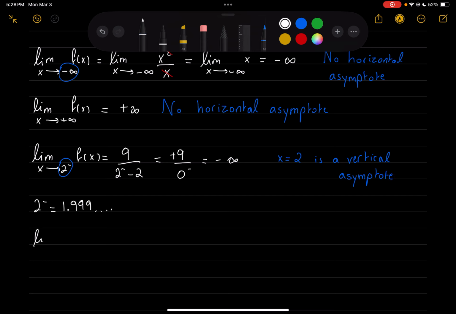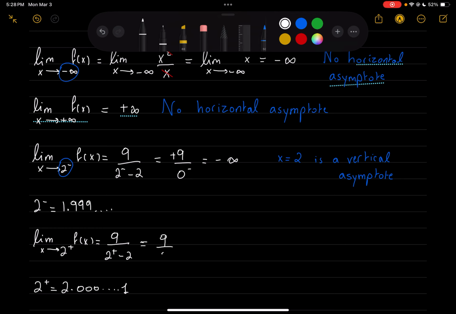Similarly, I'm not going to do it with full details this time. It is going to be 2 plus minus 2. In this case, 2 plus is represented as 2.0003 dots, 1, so it's microscopically bigger than 2. A number microscopically bigger than 2 subtracted by 2 is a number very close to 0 but positive, so it's going to be positive infinity. This gives me the same information as 2 minus: x equals 2 is a vertical asymptote.